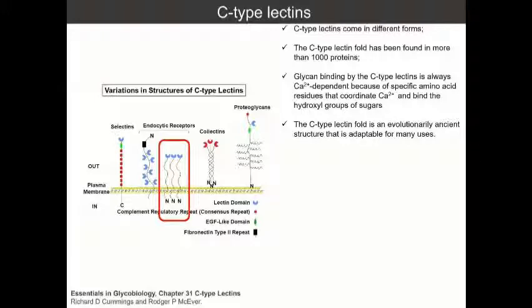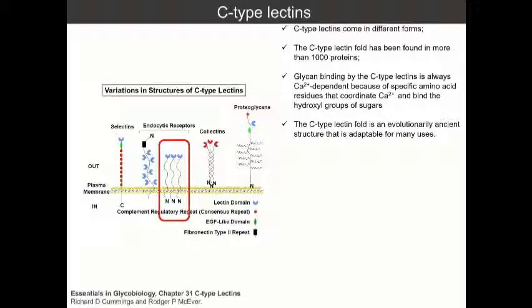And that's essentially the calcium dependent because of specific amino acid residues that coordinate the calcium and bind to the hydroxyl groups of sugars. So the calcium is nicely in the middle of that carbohydrate binding domain assembled, so it forms essentially the center where the hydroxyl groups of sugars can bind in that carbohydrate binding pocket. So it is relatively complex, and it has to be investigated protein by protein.